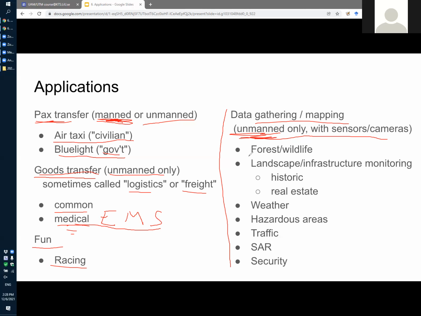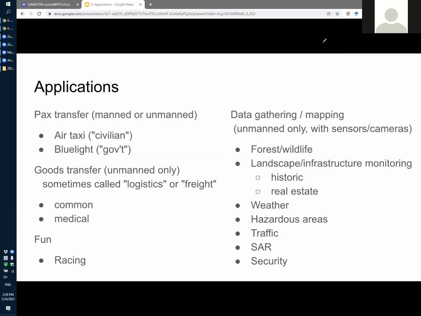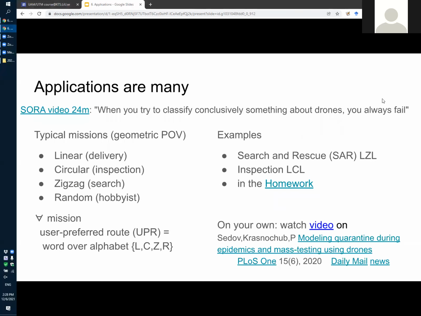And yeah, again, there are so many different kinds of data that you can gather, looking at the rural areas and landscape and the infrastructure monitoring for various reasons. Weather, again, I'll speak more about that. You may want to send drones into hazardous areas, traffic monitoring, search and rescue, security, and many, many more. So these are just some of the classes of applications that are envisioned or already in use by drones. All in all, there are lots and lots of applications.